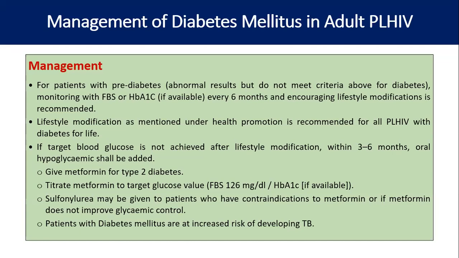Patients with diabetes mellitus are at increased risk of developing TB. This is a common experience that even in the general population, if the person is having uncontrolled diabetes, they are susceptible for development of tuberculosis. And similarly, in PLHIV also, they are susceptible to development of tuberculosis if their diabetes is uncontrolled.